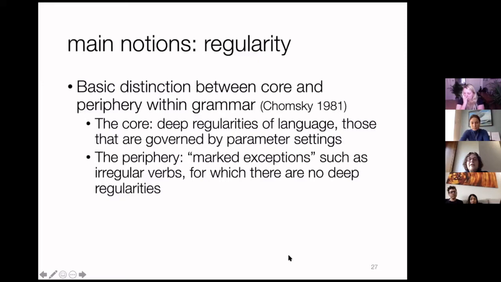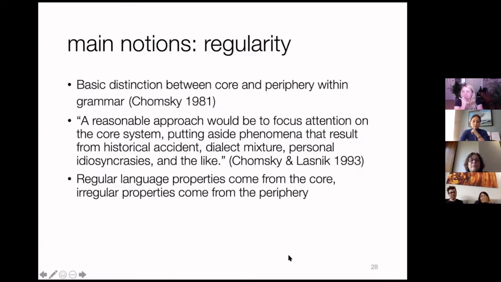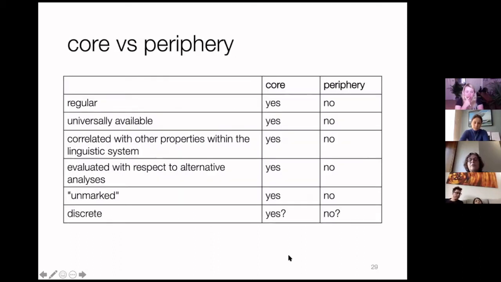Regularity is a little easier to deal with, and basically when we look at regularity, we can go back to the basic distinction between core and periphery, where the core goes into deep regularities of language, which are governed by such things as parameter settings, and the periphery is left for marked exceptions. And so if we look at the core system, putting aside the phenomena that result from historical accident or personal idiosyncrasies, what we see is that the regular properties come from the core and the irregular come from the periphery.